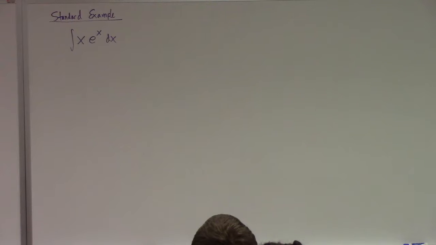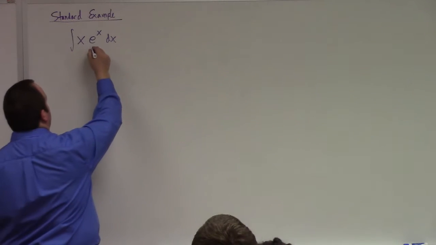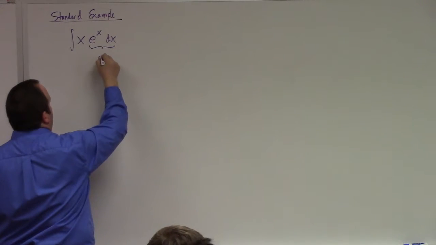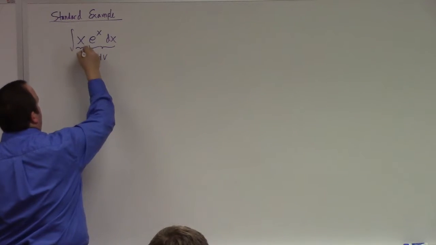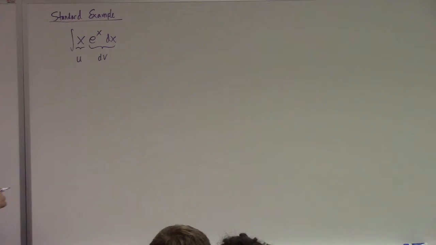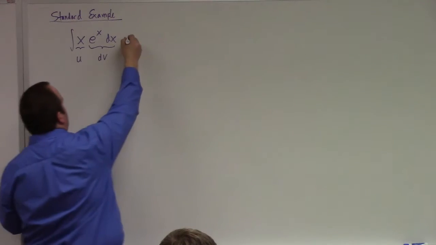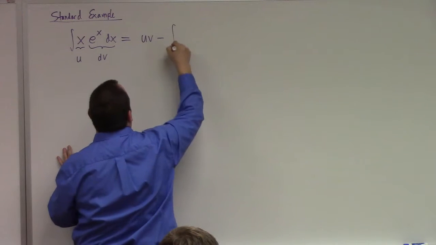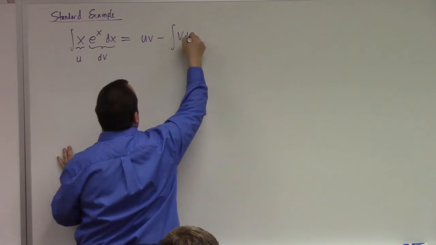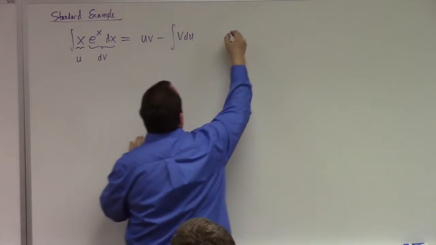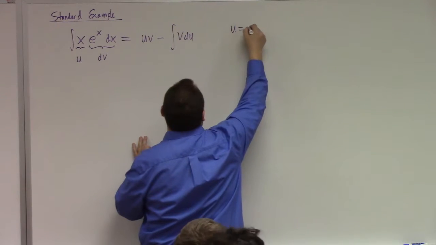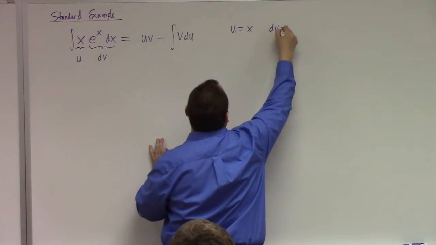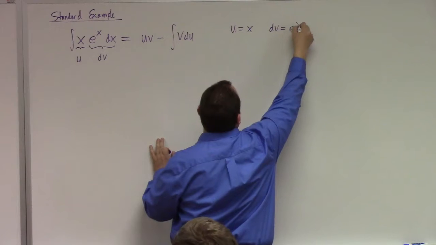So the standard technique then is to say, okay, so this is what we're going to call dv. This is what I'm going to call u. All right? And so if I trust the integration by parts formula, and I guess I can, I just worked it out. So it's uv minus integral of v du. But of course, what are u? Well, okay, so u, we just said, is x. And dv is e to the x dx.